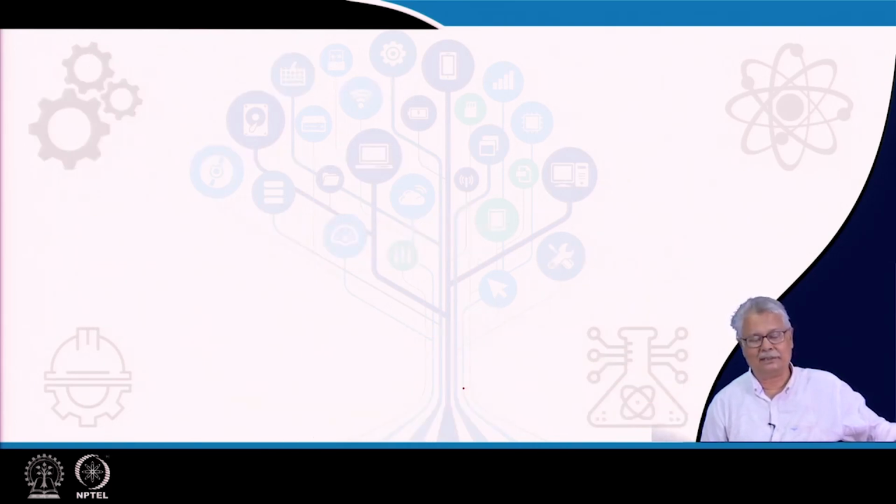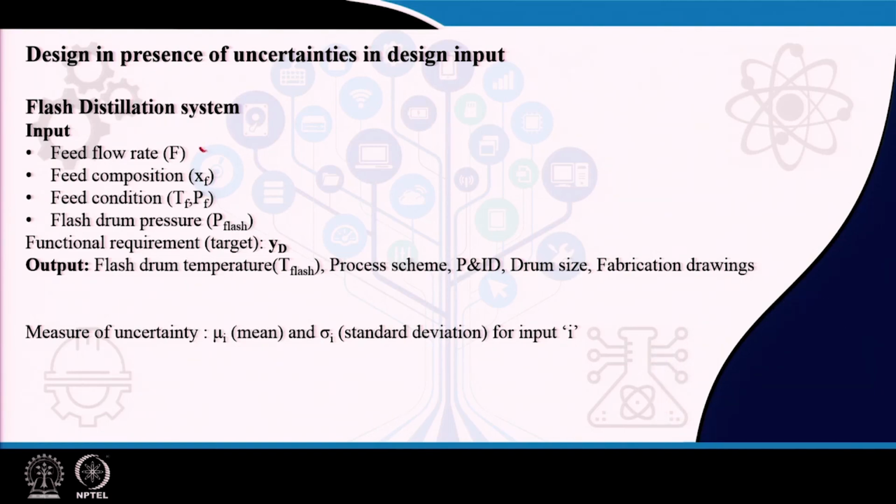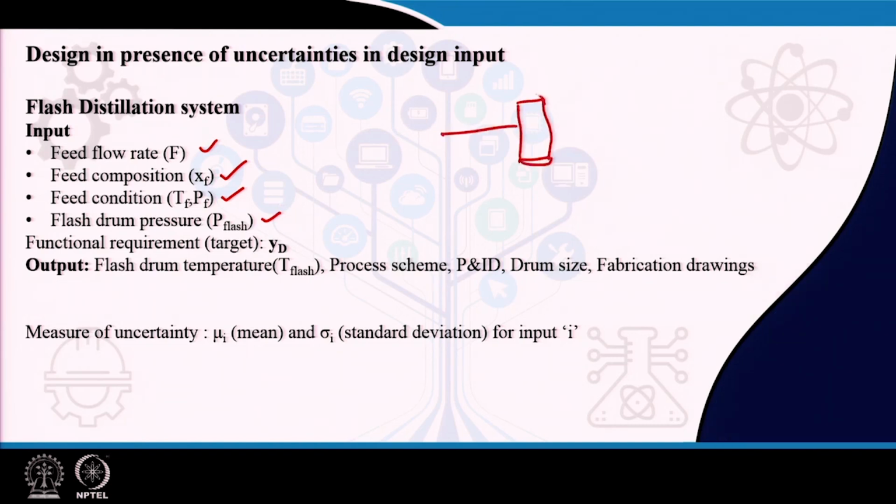Possibly now it is time for us to talk about certain uncertainties in the design input. The flash design system will have its input as design inputs as flash feed rate F, XF is the feed composition, the feed condition TF, PF, and the flash drum pressure is also stated in this particular case, and my functional requirement is that after flashing, my drum overhead vapor should have a composition of YD, and this is my XP and this is my F.